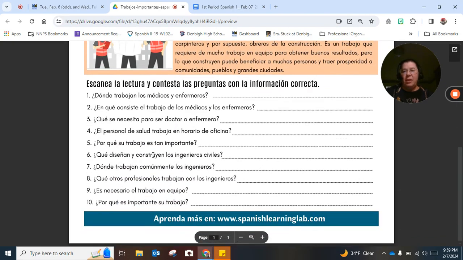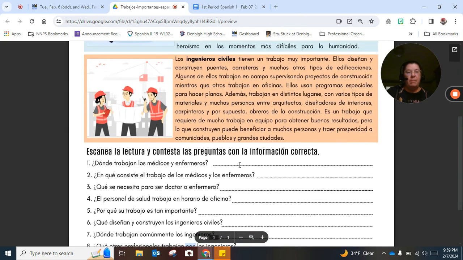All right, so put your 7 there as you're answering. Número 8. ¿Qué otros profesionales trabajan con los ingenieros? What professionals work with engineers? Some people are telling me, hey, they've forgotten their little words. Con is with. So what professionals work with engineers? Well, let's come on up here and see.